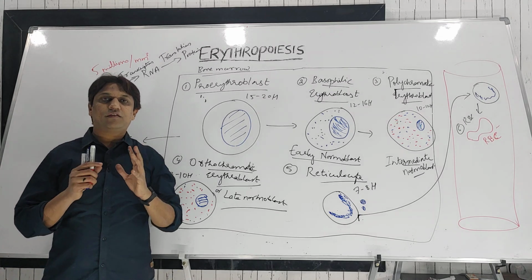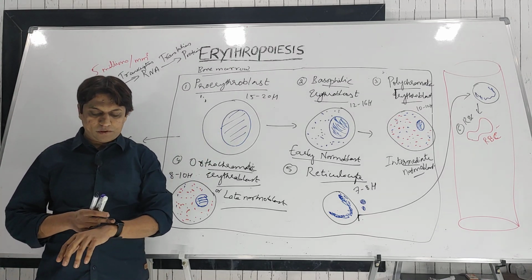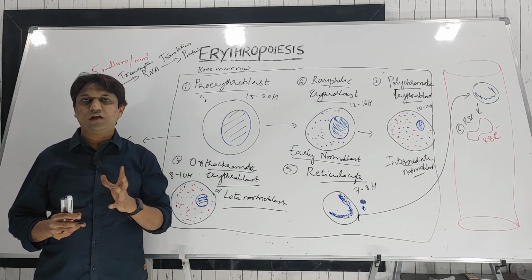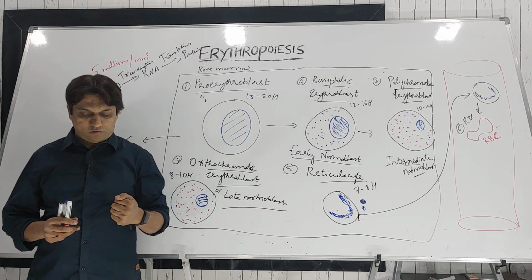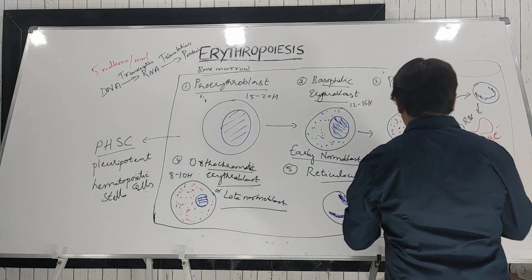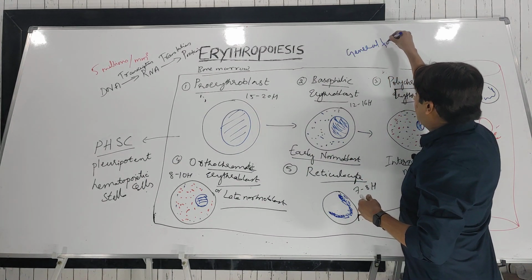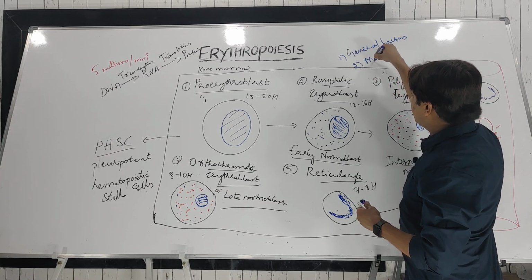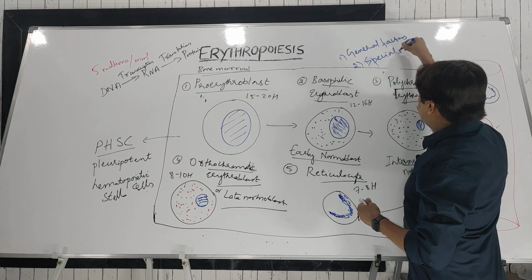Then how is this erythropoiesis controlled or regulated? Again, time won't permit me to describe in detail the regulation of erythropoiesis. I will just tell briefly how this process is regulated. For that there are certain general factors and certain special maturation factors that help in regulation of erythropoiesis.